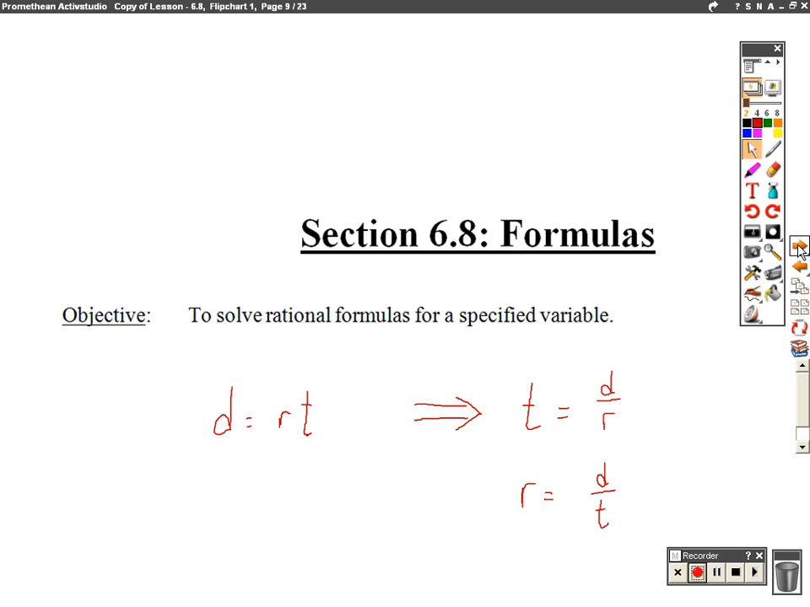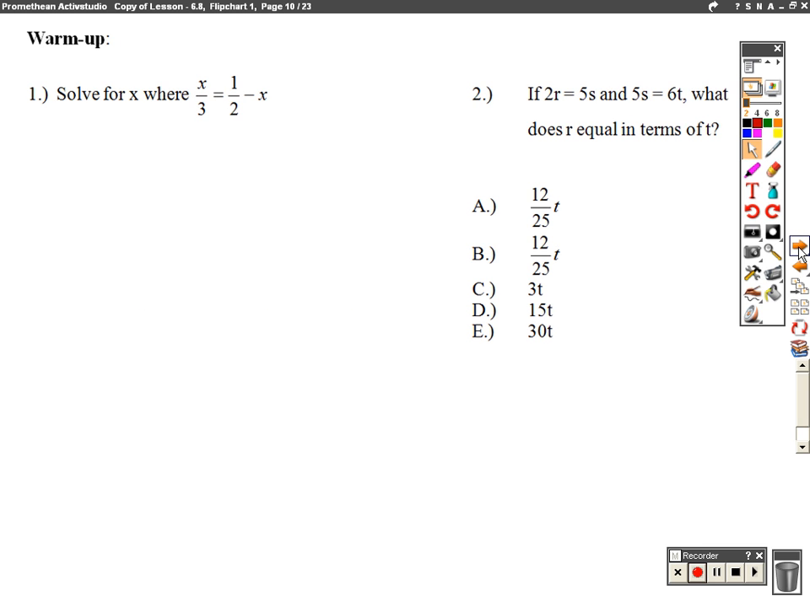Another area this may pertain to is a common type of SAT question. I threw one of these on here in warm-up number 2. This is an SAT type question where you might have to solve for some variable in terms of another variable, similar to what we're going to be doing today. And warm-up number 1 is what we just did, solving rational equations. So go ahead, pause the video, work out these warm-ups, and check back to see how you did.